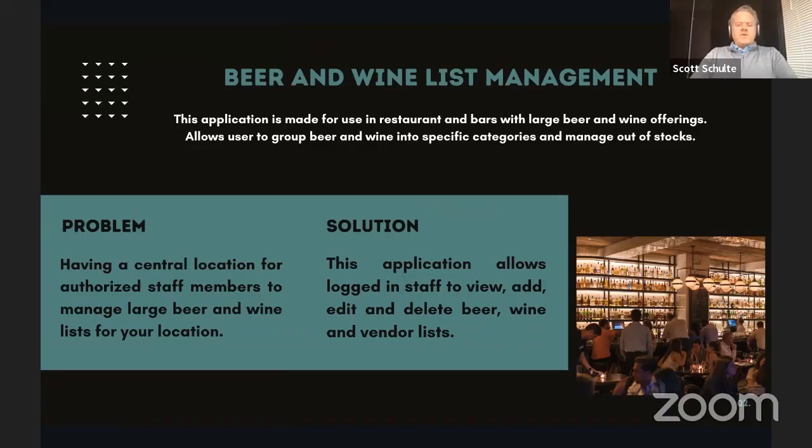I found this falling only on me since I had the only access to our more information-sensitive back-of-house computer at the restaurant. My solution here was to create an application that will allow logged-in staff to view, add, edit, and delete beer, wine, and vendor lists. There's also a feature that allows users a more temporary solution to mark an item out of stock if it's just a temporary stock issue.